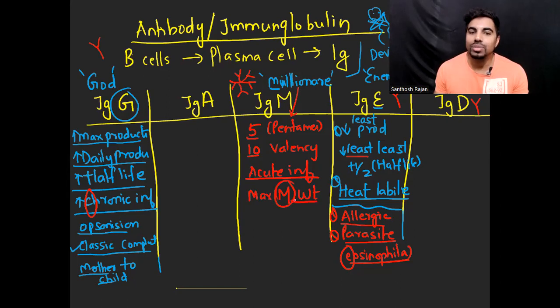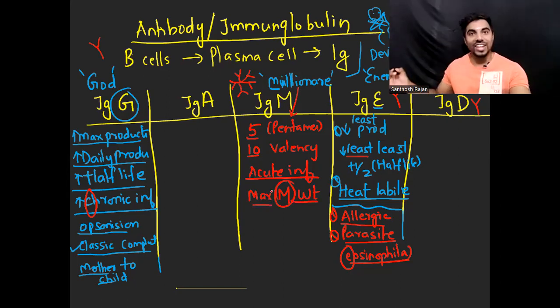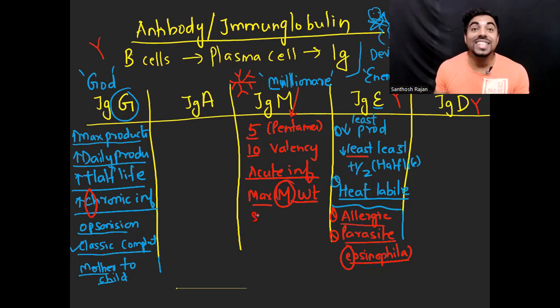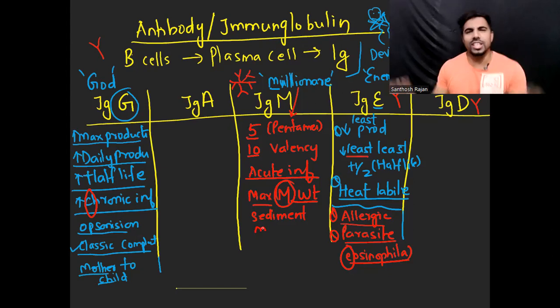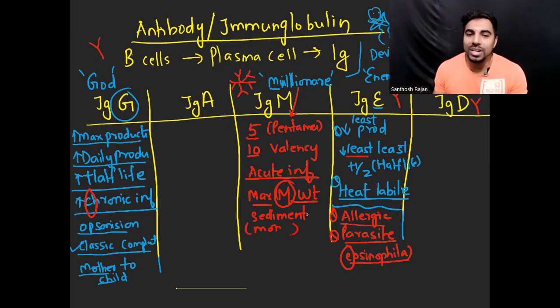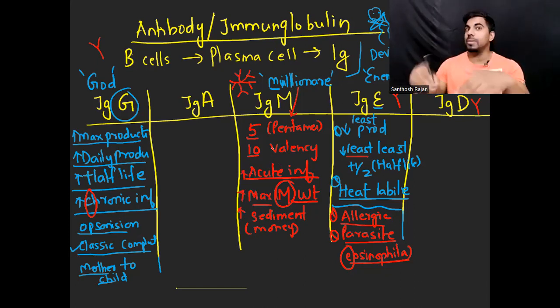Otherwise also, rich people are always heavy. You see all the rich people, they are fatty, maximum weight. And one more thing is sedimentation. They sediment money together and store it, millionaires, right? So for a shortcut, I'm writing money. Sedimentation is high. So increased sedimentation, maximum molecular weight, acute infection, you will get the millionaire. It is a pentamer with valency 10 also. 5 rupees they'll make 10 rupees in 2 minutes. Just for a clue, remember anything related with money.